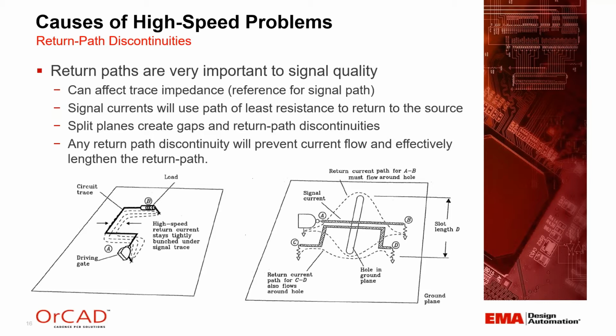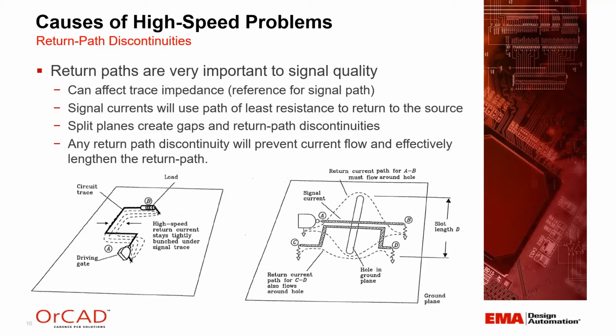Return path discontinuities are very important to signal quality as well. They can affect trace impedance, because if you don't have a good solid return path for your signal, then there's a lot of delay in the return of the energy back to the source, so that looks like an impedance problem. Signal currents typically use the least path of resistance to return to the source, so normally you're going to see that signal return path usually under the actual conductor itself on the board. So, for instance, you have a ground plane under a signal plane, you're going to see most of that return path basically accumulate underneath that particular trace.